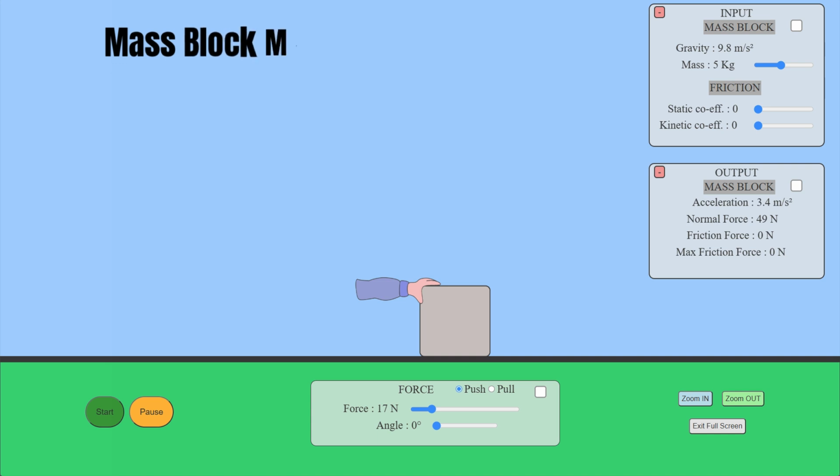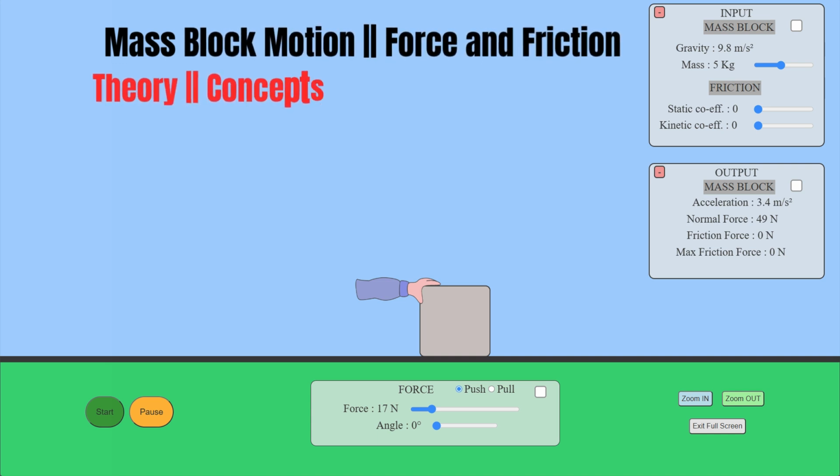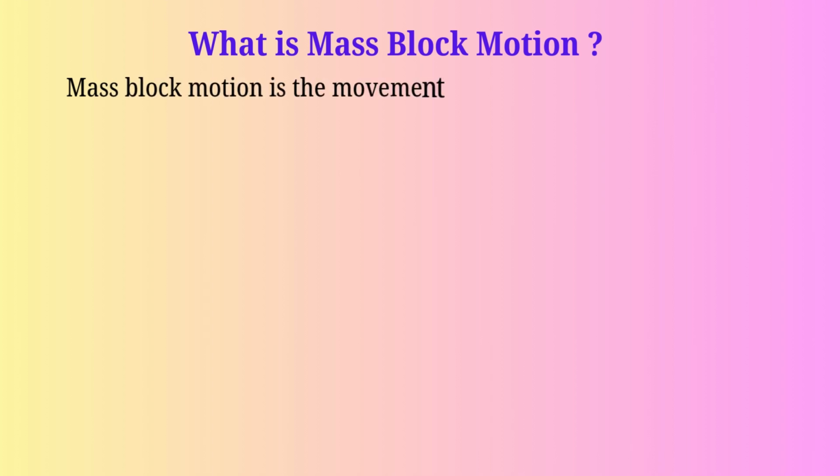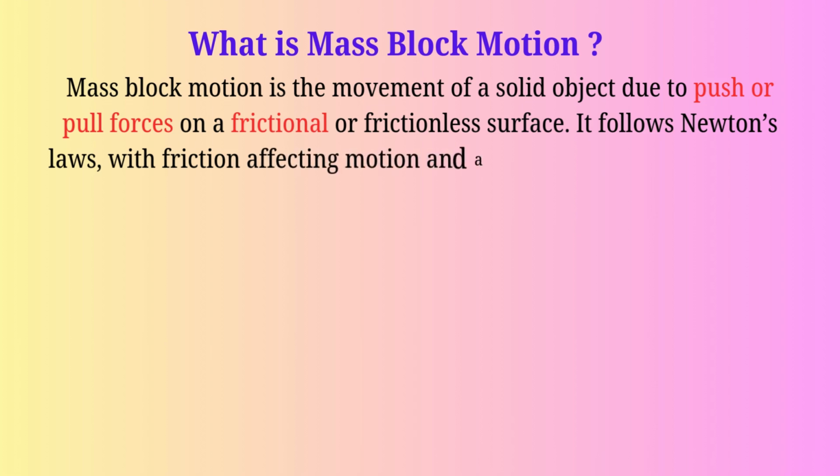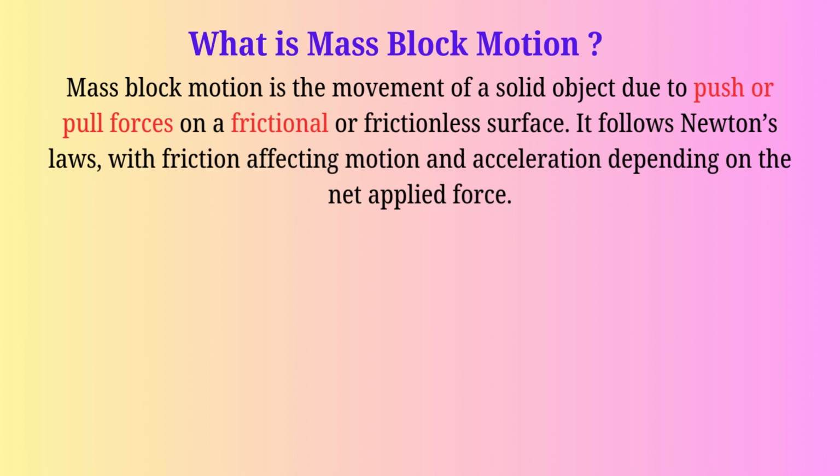In this video, we will learn about mass block motion and force and friction, covering their theory, key concepts, important formulas, and practice questions. First, let's understand, what is mass block motion? Mass block motion is the movement of a solid object due to push or pull forces on a frictional or frictionless surface. It follows Newton's laws, with friction affecting motion and acceleration depending on the net applied force.